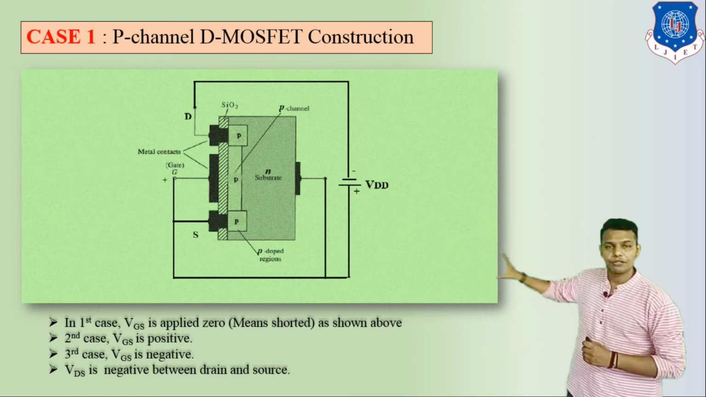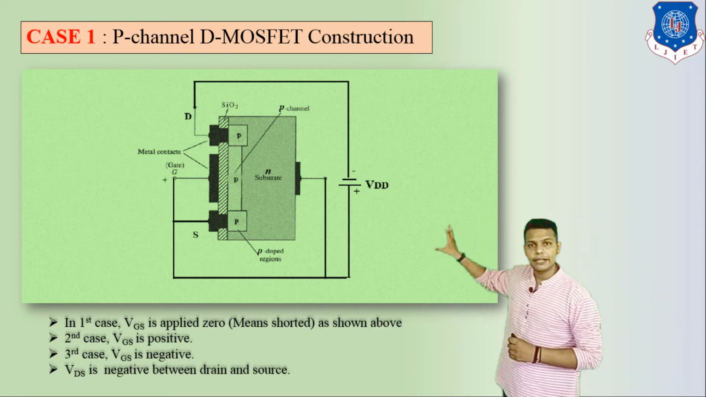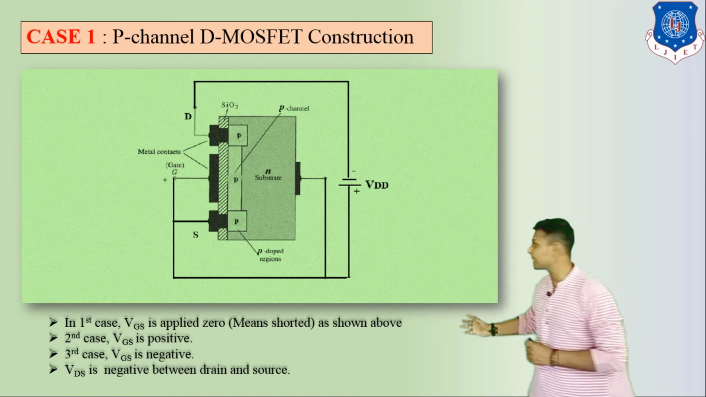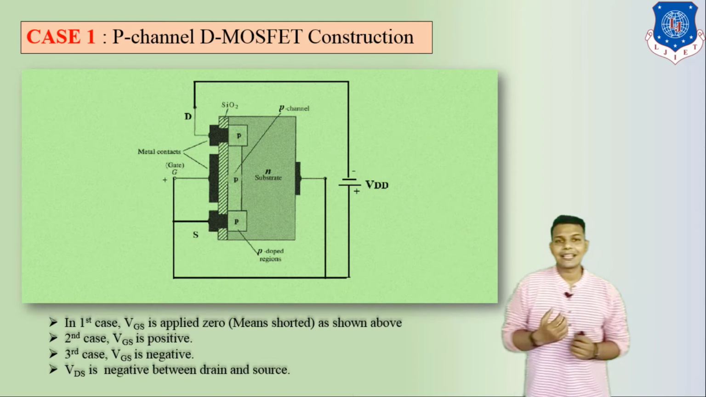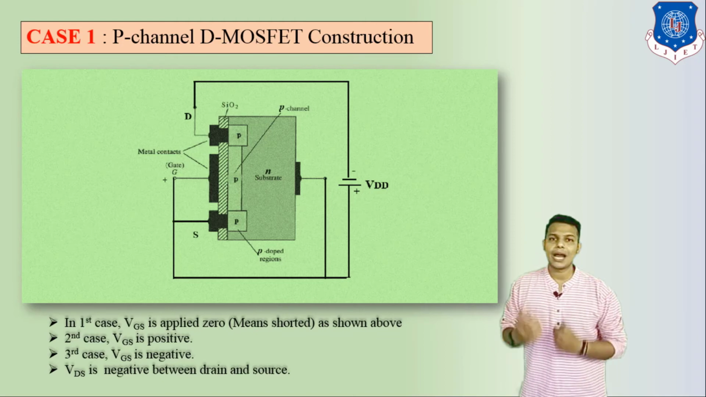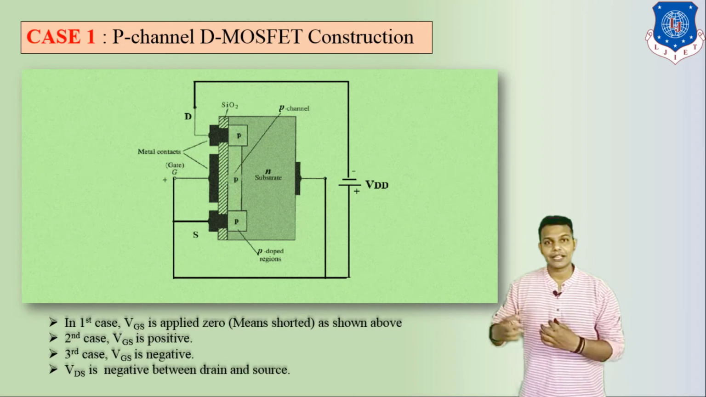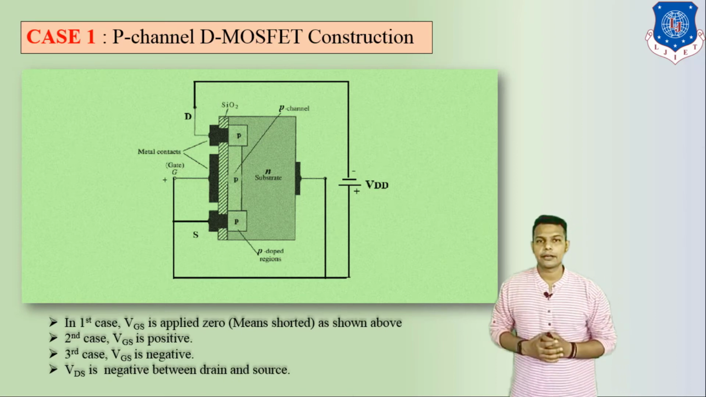Now here VGS is equal to 0, so there is no field effect on holes. So the number of holes are moving towards the upper side. So we can say ID is equal to IS is equal to IDSS. That means drain current is equal to source current is equal to drain to source saturation current.